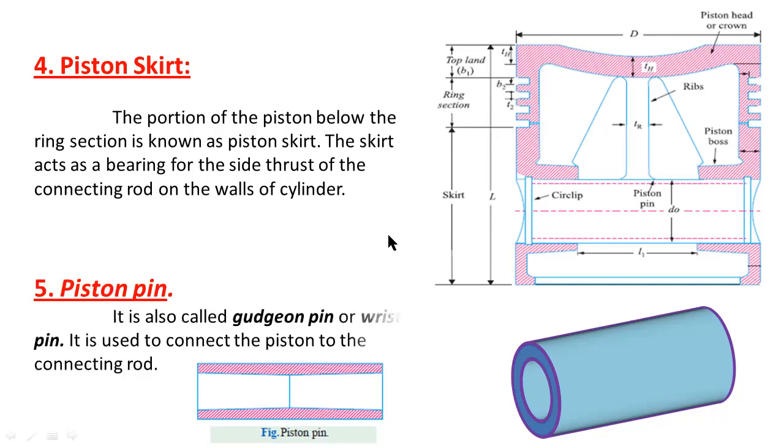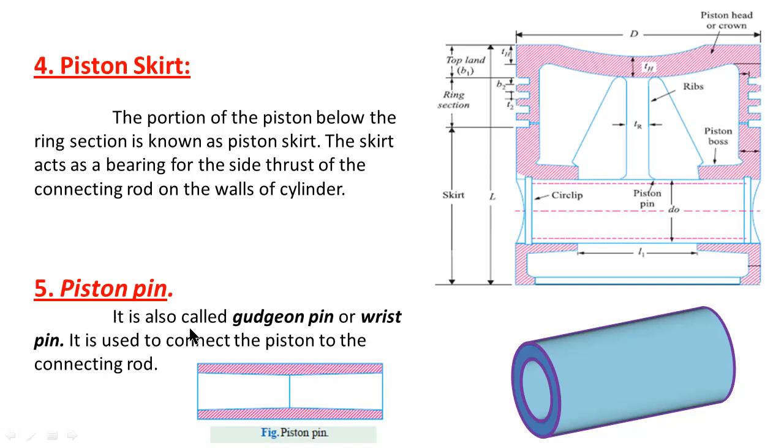Piston pin. It is also called gudgeon pin or wrist pin. It is used to connect the piston to the connecting rod. This is the position of the piston pin. These two verticals are called circlips. Circlips are used for fastening the piston pin in the piston.